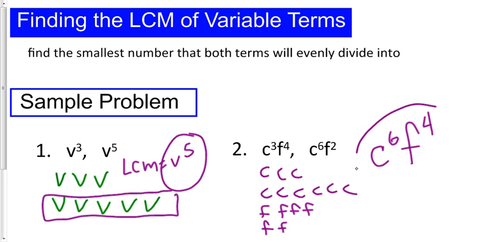Notice what we did for both of these here. Basically, we're choosing the highest exponent for each of those bases. So c to the sixth, f to the fourth. I look at v to the third and v to the fifth, so I just choose v to the fifth.